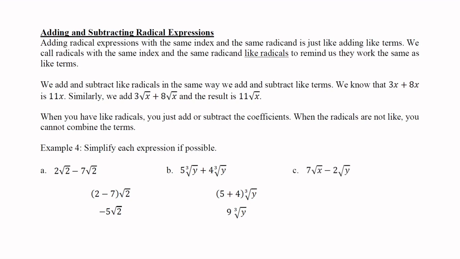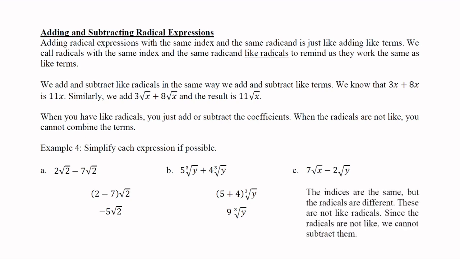For this example, we have a square root of x and a square root of y term. Those are not like terms, since the indices are the same but the radicands are different, these are not like radicals. Since the radicals are not like, we cannot subtract them.